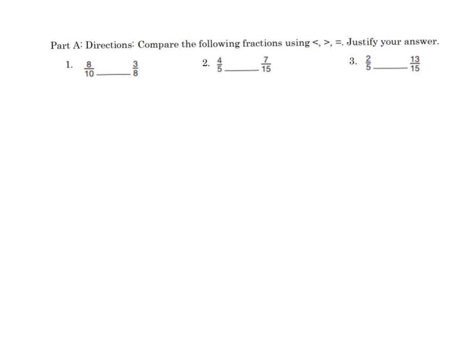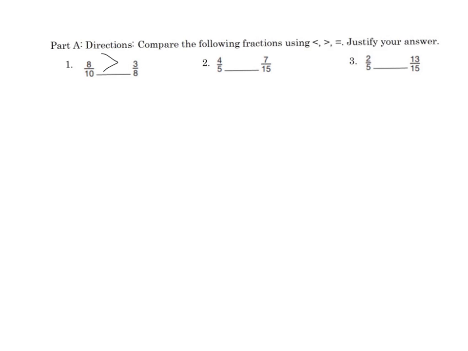Let's start by looking at Part A, where we are looking at comparing fractions. There are different ways you can compare fractions. You can use benchmarks, you can use common denominators, sometimes you can just use common sense as well. So if I'm looking at the first one, I would think about using benchmarks. 8/10 versus 3/8. Well, 8/10 is greater than a half because half would be 5/10. 3/8 is less than a half because 4/8 would actually be a half. So I know 8/10 has to be greater than 3/8.